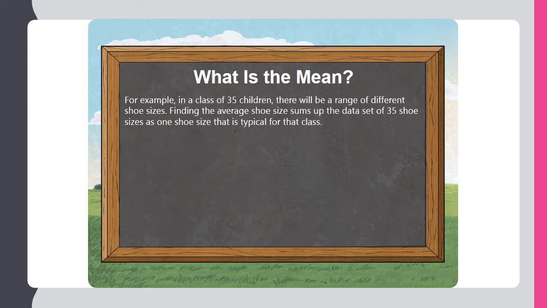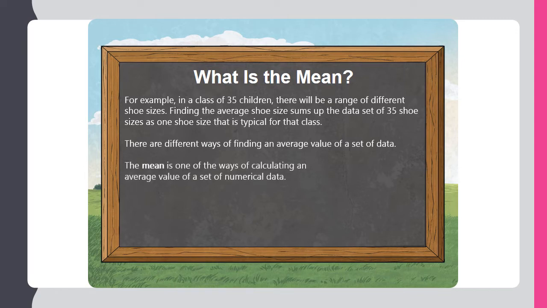So in another example, we could look at a class of 35 children. In a class of 35 children, there'll be a range of different shoe sizes. Finding the average shoe size sums up the data set of 35 shoe sizes as one shoe size that is typical for that class. And there are different ways of finding an average value of a set of data. The mean is just one of the ways. Okay, so you will learn about other ways that we can also find the average, but today we're focusing on the mean. And the mean is just one of the ways of calculating an average value.